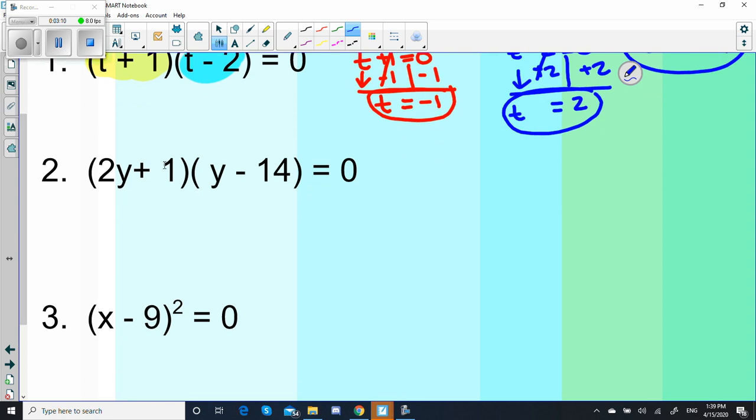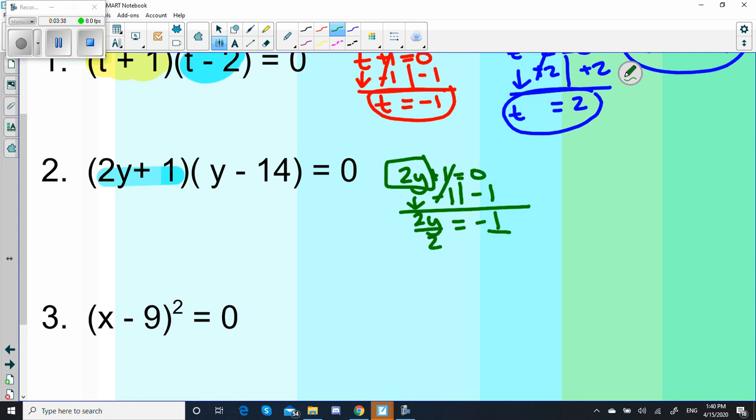So if I do the second one, it's exactly the same. They're already factored. There's two parentheses or binomials. So I'm going to set the first one equal to 0. So 2y plus 1 equals 0. So this is a two-step equation. I'm going to get rid of that plus 1 by doing the opposite, which is minus 1, both sides. The 2y is going to drop. The 1's cross out. And it equals negative 1 over here. And then to get rid of this 2, I have to divide by 2.